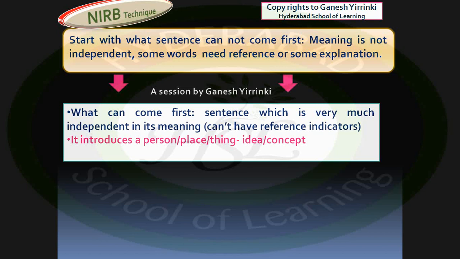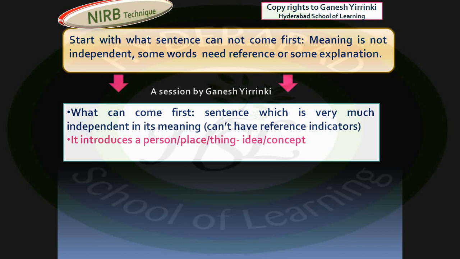So we use a technique called NIRB, N-I-R-B. First, let me define what N-I stands for. N-I stands for not independent. Any sentence that you feel is not independent cannot be considered a first sentence in a paragraph. And R-B stands for reference based.